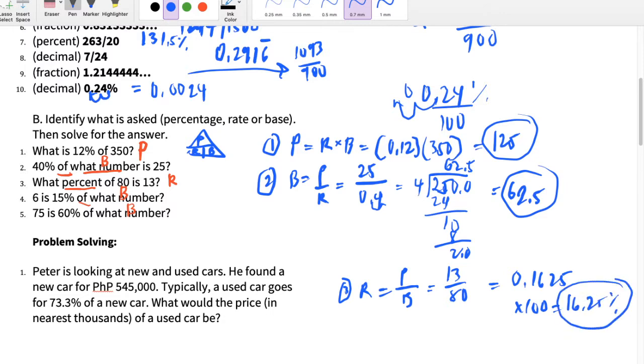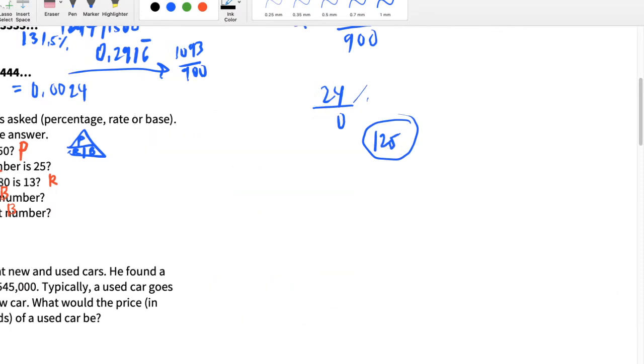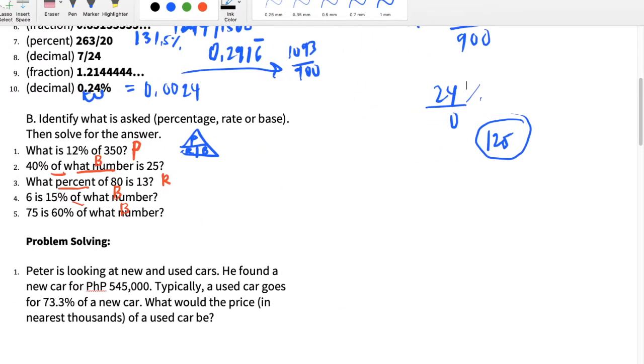Okay, how about number 4 and 5? So, erase ko muna lahat. Okay, number 4, meron tayong 6 and 15. Hinahanap natin ang base. Base is equal to percentage over rate. Percentage for number 4 is 6. Ang rate natin is 15% or 0.15.